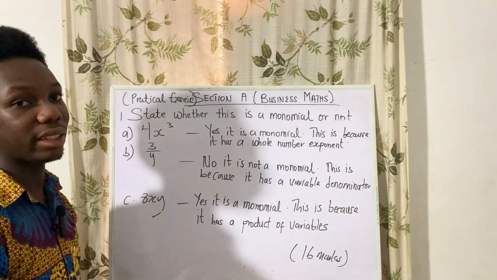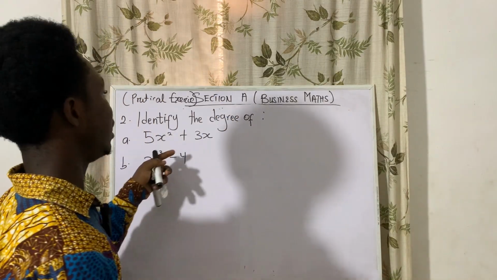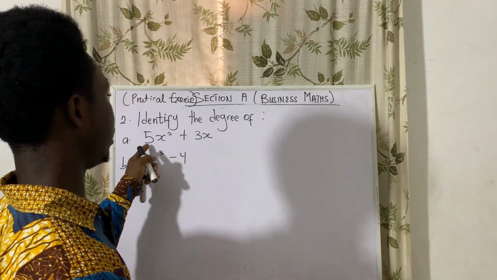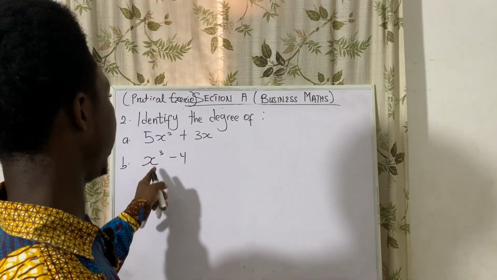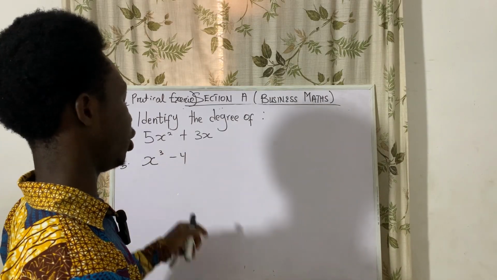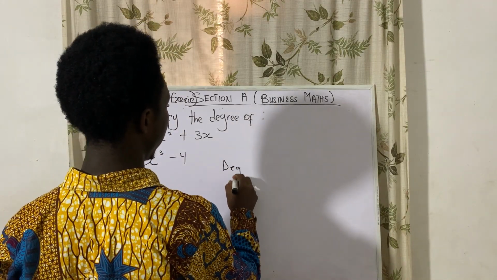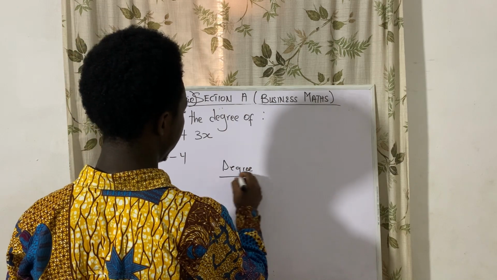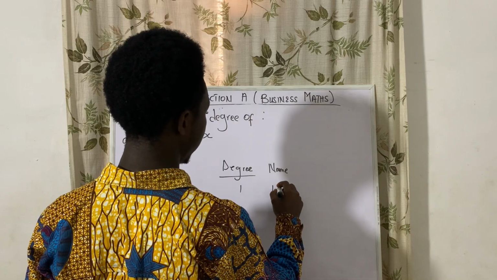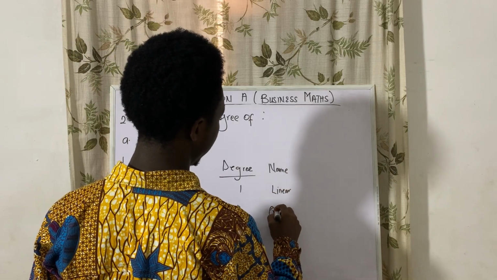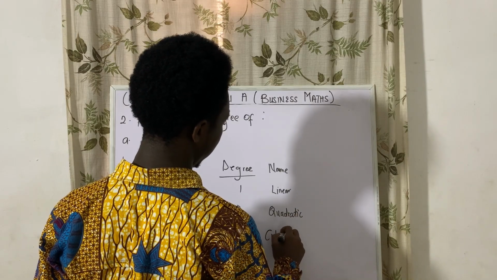Now let's look at another practical exercise. Right now, let's look at this one. Identify the degree of 5x squared plus 3x, then b, x raised to the power 3 minus 4. So when we talked about degrees, this was the table I drew. We have from degree 1 to 3, then the names: we had linear, quadratic, and also cubic, like this.